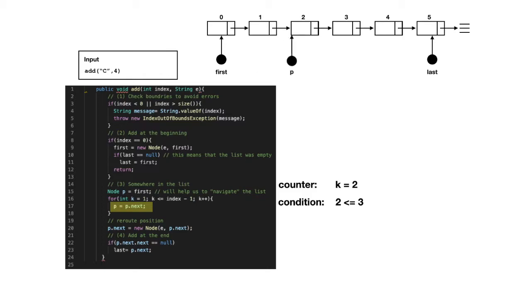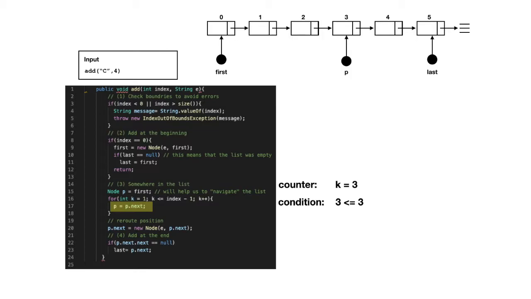p.next moves us to the next node. And then we're going to move to the k++. That will give us a k of 3. Then we're going to check if 3 is less than or equal to 3, which also is true. And then finally, we're going to move to the p.next. At this point, ladies and gentlemen, we still have to add k++.